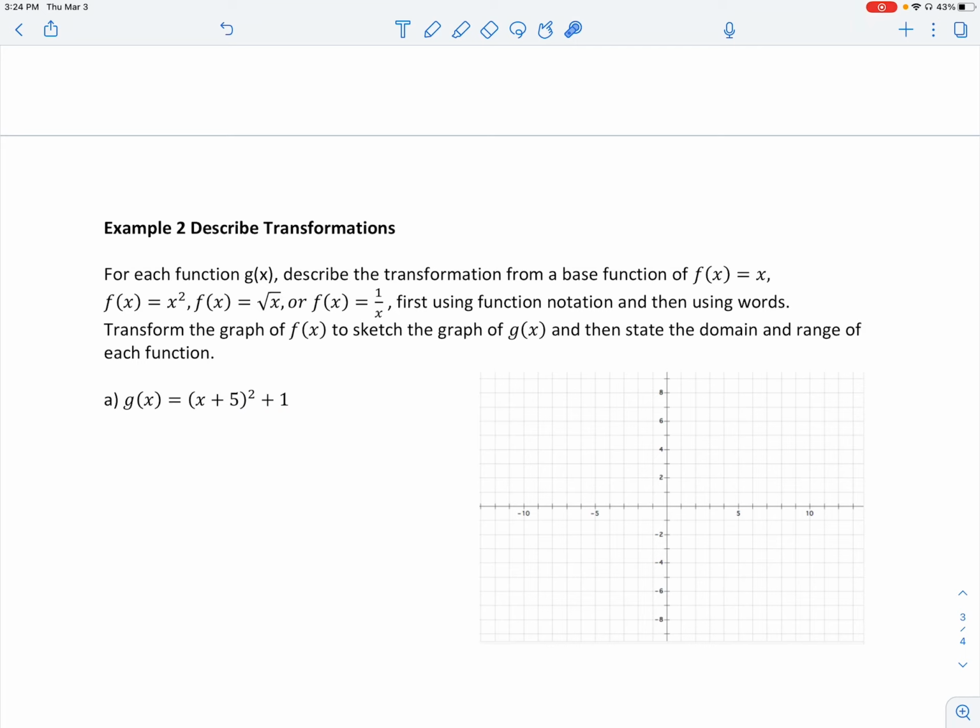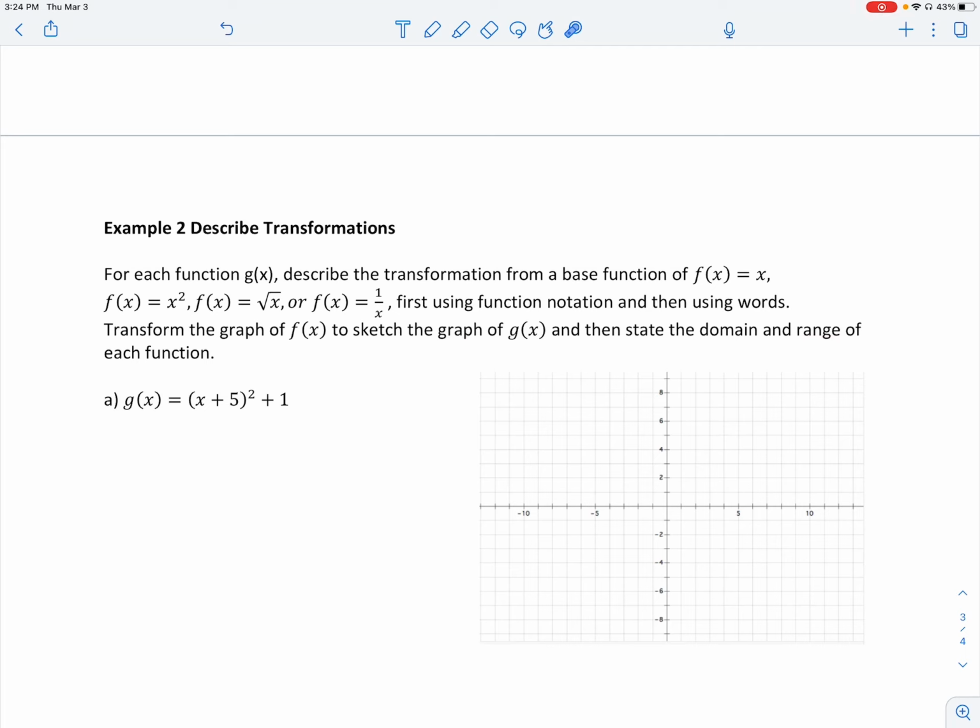So we can see, because this one is squared, that it is working with this base function, and it's applying some transformations to it. We want to describe the transformations using function notation and then using words. Once we've done that, we're going to sketch the graph and then state the domain and range for it.